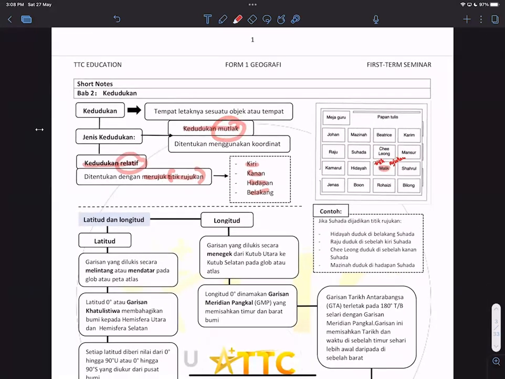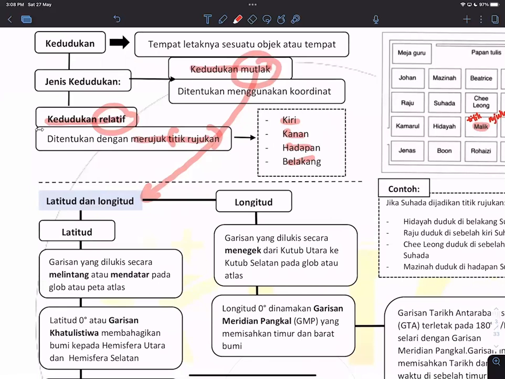Okay, so what is kedudukan mutlak? Guys, if you have the notes, use your highlighter. Kedudukan mutlak is latitude and longitude. Latitude, we have 5 lines of latitude: garisan melintang or mendatar. Then longitude is garisan menegak. Usually this is how you try to write T, right? How do you write T? Melintang, menegak. So melintang, menegak, this is what we call coordinates, which is GPS.